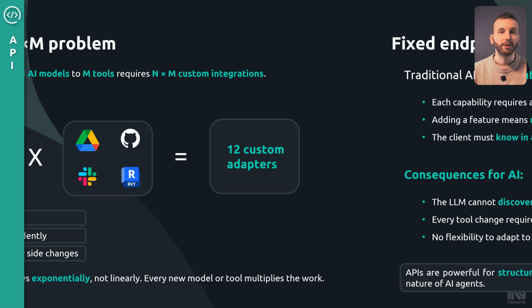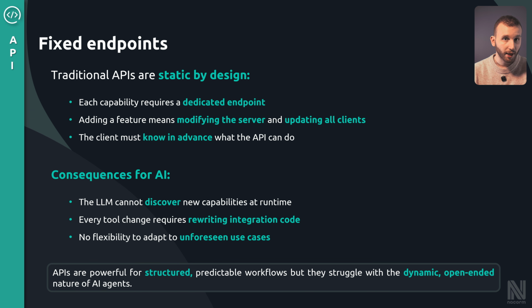There is another limitation. Traditional APIs are static by design. Each capability requires a dedicated endpoint. Adding a feature means modifying the server and updating all clients. And the client must know in advance what the API can do. For traditional software, this is fine. You build an integration once, it works, you move on. But for AI, this is a real problem.